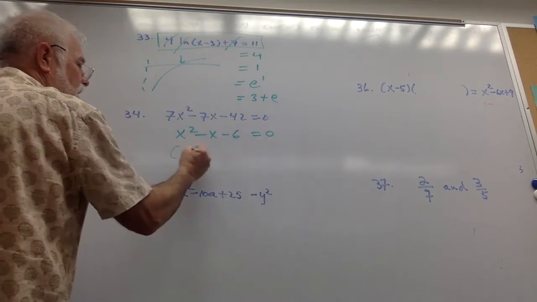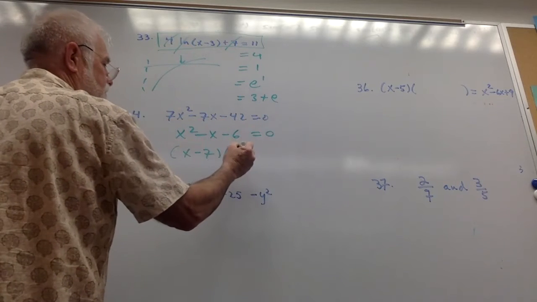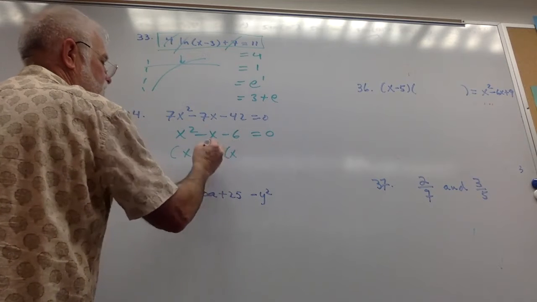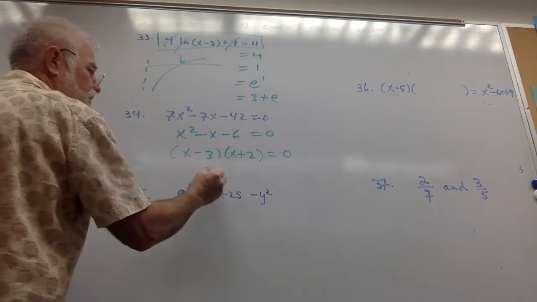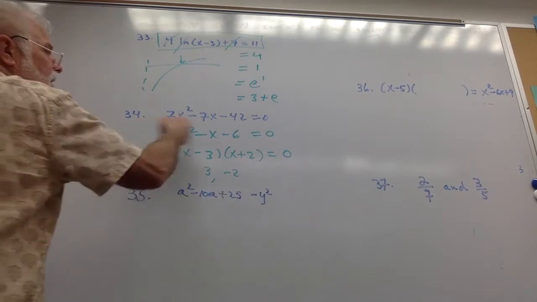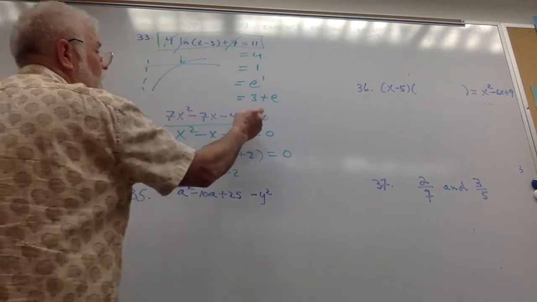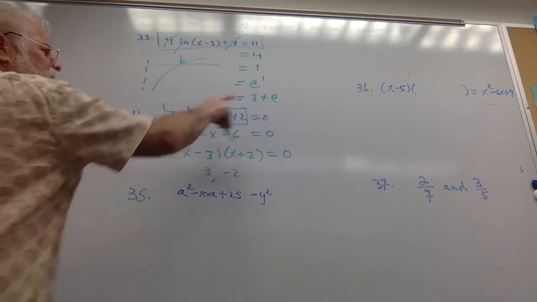So therefore, x minus 7, x minus 3, x plus 2. Excuse my mistake there a second ago. So 3 and negative 2 are the answers, they're the roots of this quadratic right here. But I don't think that was the way it was originally written.